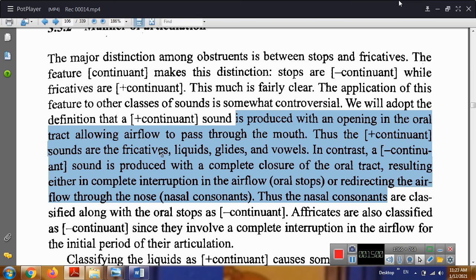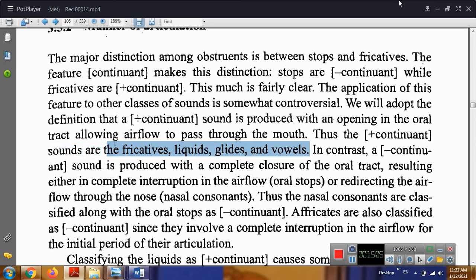Thus plus continuant sounds are fricatives, liquids, glides, and vowels. You should memorize the feature for such sounds. Therefore, all of the fricatives like s, z, sh, we consider as plus continuant because when we produce such sounds, we allow the airflow to pass through the mouth easily with the opening in the oral tract. It is true about the liquid.